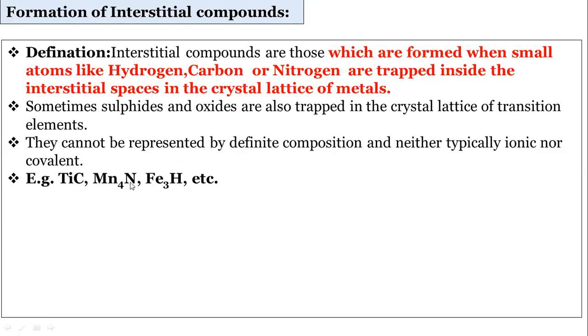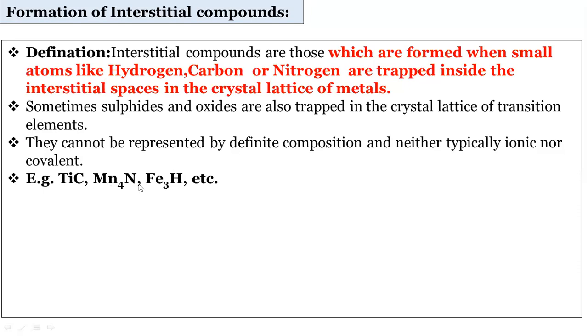These are typically non-ionic because there is only physical trapping. There is no bonding. So this is titanium carbon, one interstitial compound. This is manganese and nitrogen. This is iron and hydrogen. For the understanding purpose, only these examples are given.